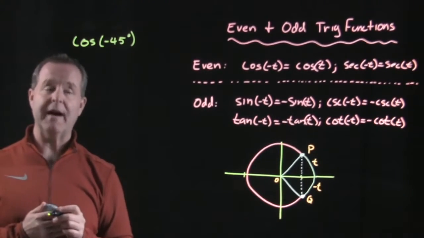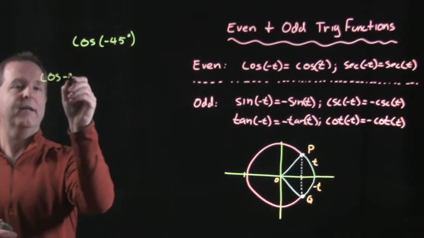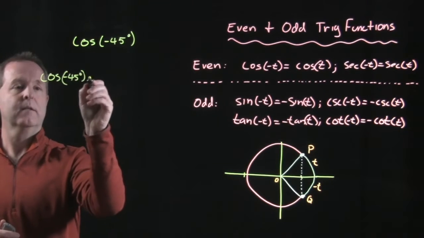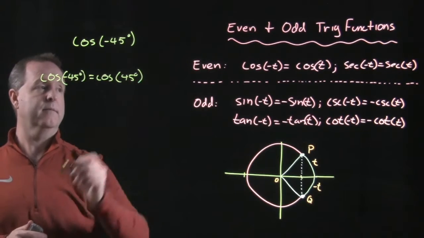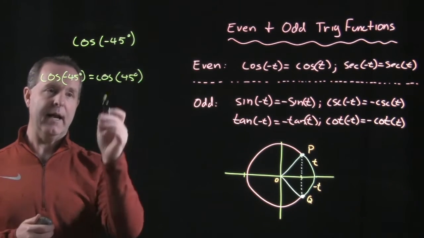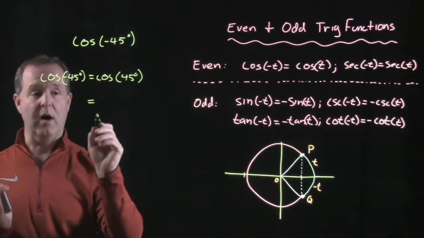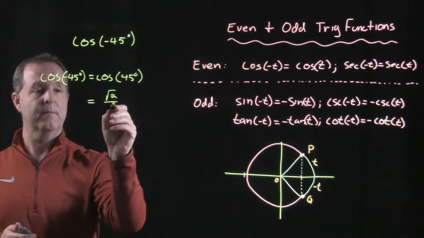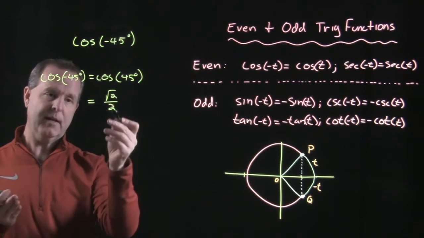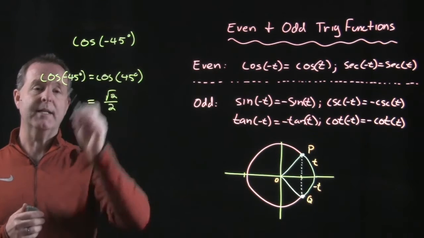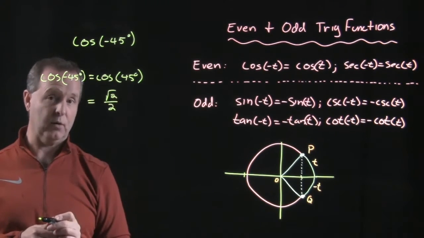So the cosine of 45 degrees, we know, is an even function. So the cosine of negative 45 degrees equals the cosine of positive 45 degrees because it's an even function. And the cosine of 45 degrees is one of those values that we remember, or that we see an awful lot, root 2 over 2. So what's the cosine of negative 45 degrees? It's root 2 over 2, because cosine is an even function, and I know what the cosine of 45 degrees is.